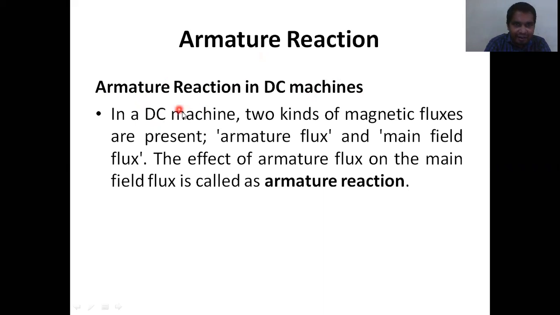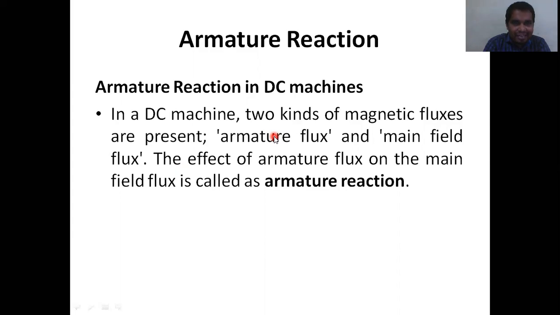In a DC machine or DC generator, two kinds of magnetic flux are present: armature flux and main flux. We already said that there are two windings in the machine: one is the armature winding, and the other is the field winding. The field winding produces the magnetic field in which you keep your armature winding, and the armature conductor will rotate. Then that armature conductor will cut the flux, so EMF is induced according to Faraday's law, right?